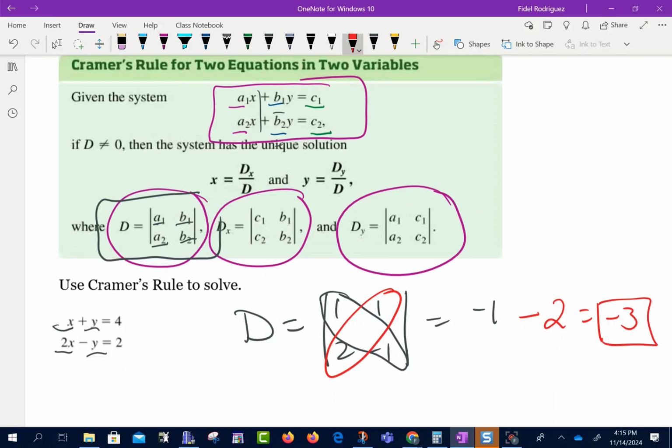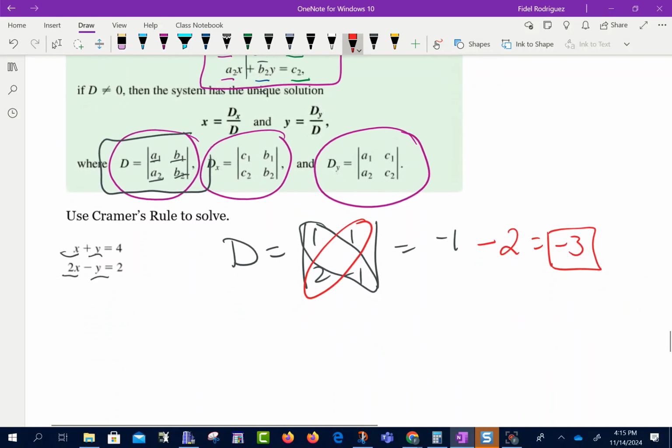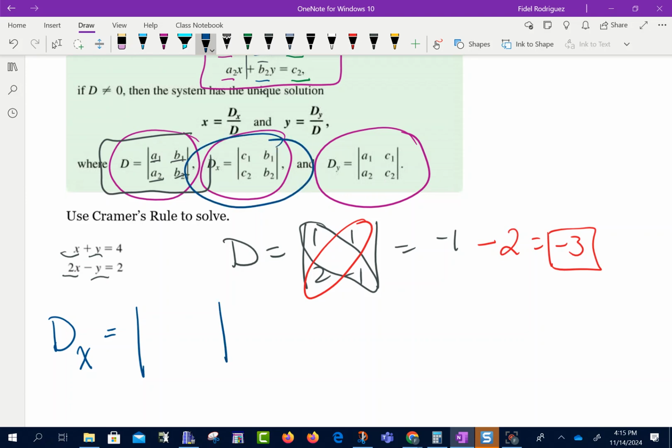Okay. All right. Now we're going to find another determinant, y'all. It's what we call the dx. Okay. The dx is right here. I want you to notice the first 2 numbers.